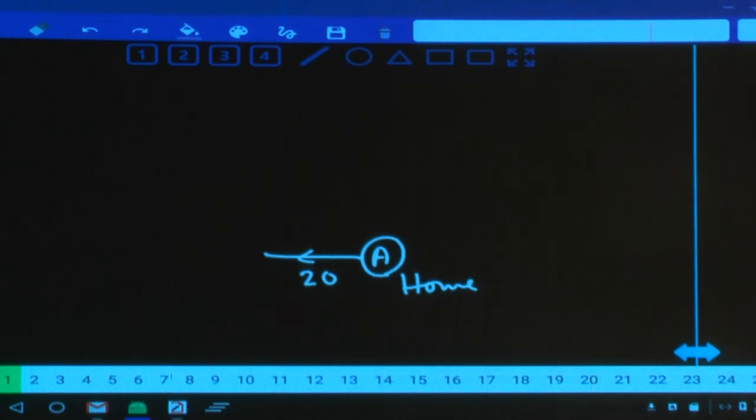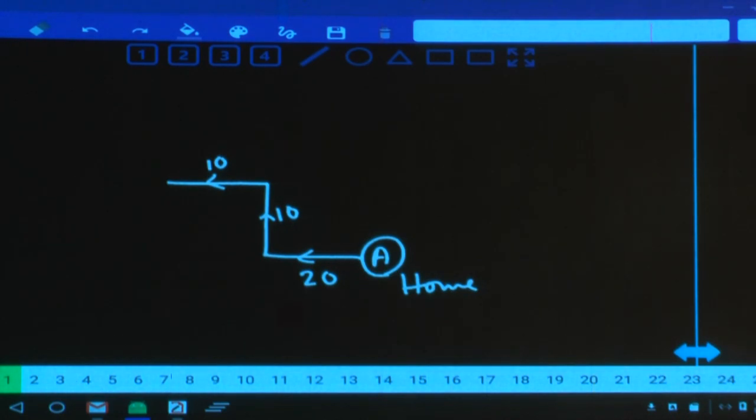Then, after walking for 20 meters towards west, he turns 90 degrees to the right-hand side and walks for 10 meters. After traveling 10 meters, taking a 90 degrees left-hand turn, he walks for another 10 meters.